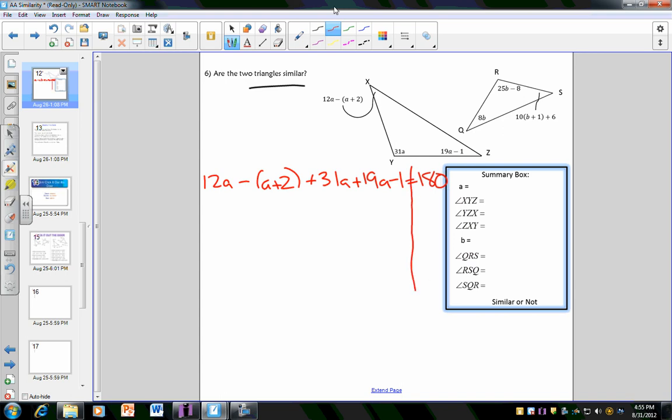Can I use the distributive property? I do see parentheses, and I'm thinking to myself, what am I distributing here? Am I distributing the 12A? No. I am distributing the negative 1, that sneaky negative 1. He's there. Okay, he shows up. Don't miss this entire question because of that sneaky negative 1. Negative 1 times A is negative A. Negative 1 times positive 2 is minus 2.